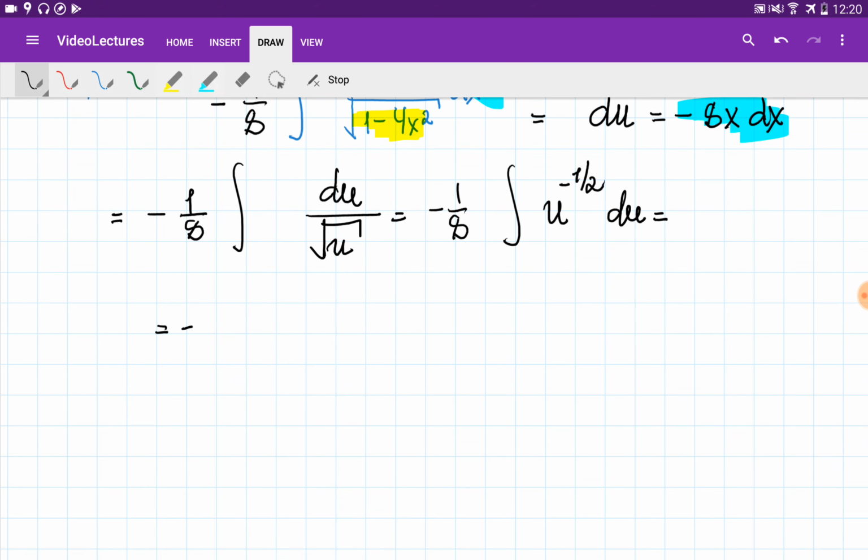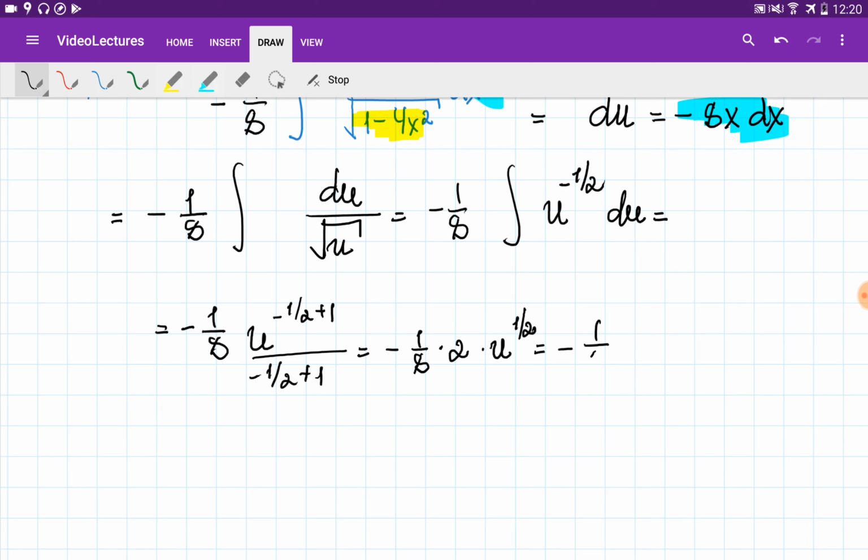It's going to be equal to minus 1 over 8 u to the power of minus 1 over 2 plus 1, over minus 1 over 2 plus 1. So minus 1 over 2 plus 1 is going to be plus 1 over 2. Whenever it goes up, it's going to be simply with a 2. It's going to be minus 1 over 8 multiplied by the 2. So this 2 is actually coming from the denominator here, multiplied by u to the power of plus 1 over 2. So it's going to be minus 1 over 4 u to the power of 1 over 2.